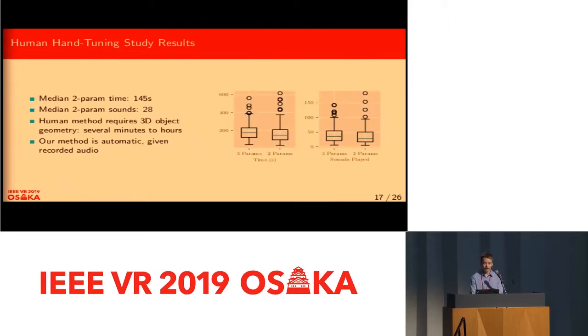For the two-parameter version of the study, the subjects required a median of 145 seconds to perform their optimization and 28 synthesized sounds. In addition to this, the human hand-tuning method requires that a precise 3D object geometry be provided, which may take several minutes to several hours to construct, depending on the object. In comparison, our method is automatic, given the recorded audio, and significantly reduces the amount of human effort needed to perform this estimation.